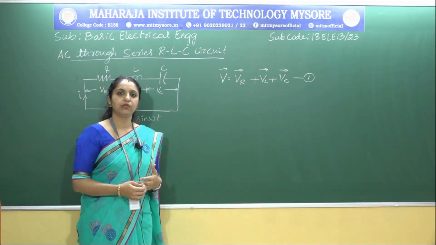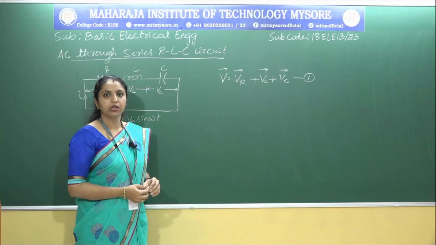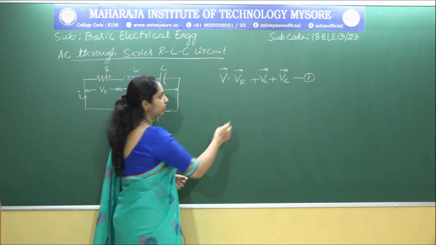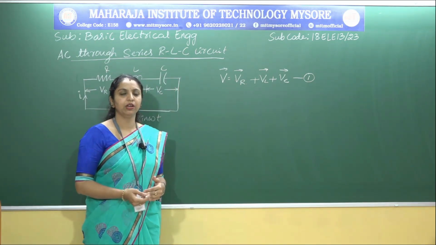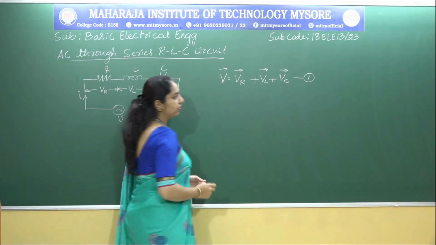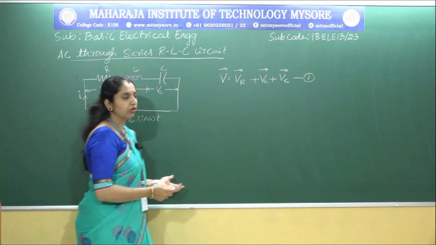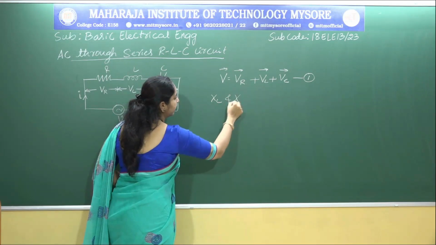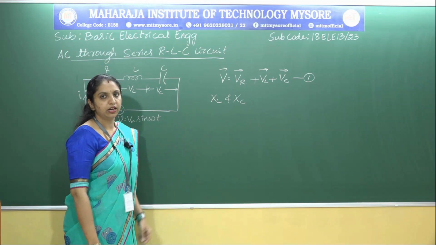Next we need to write the phasor diagram. Remember, the phasor diagram of equation 1 depends on the condition of VL and VC. Of course, VL and VC depend on the values of XL and XC.